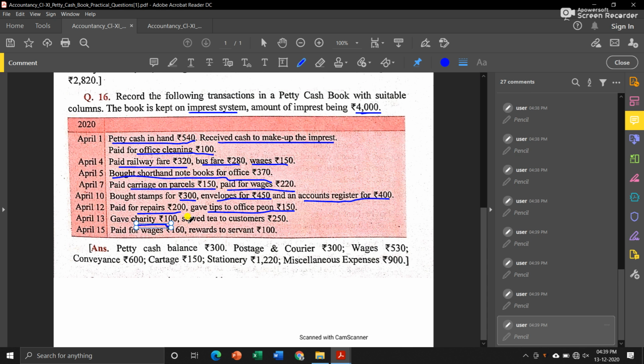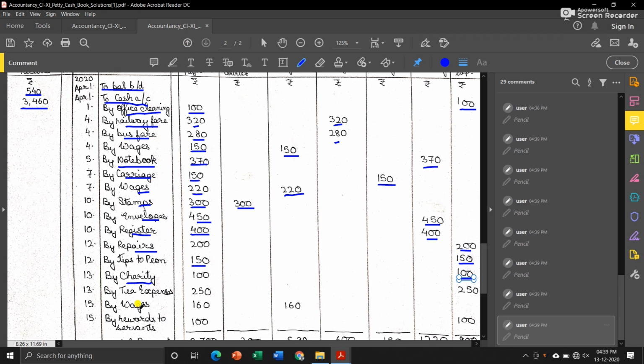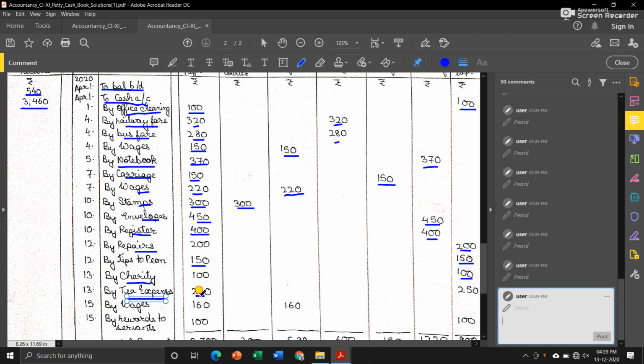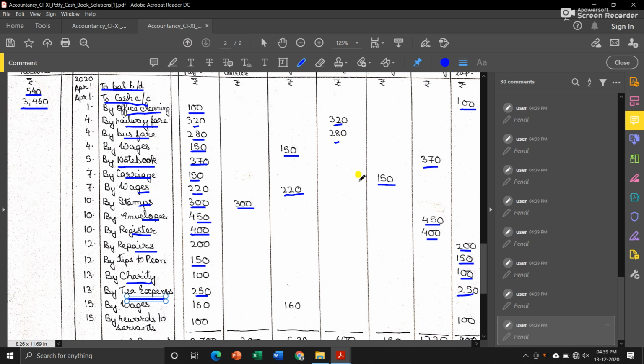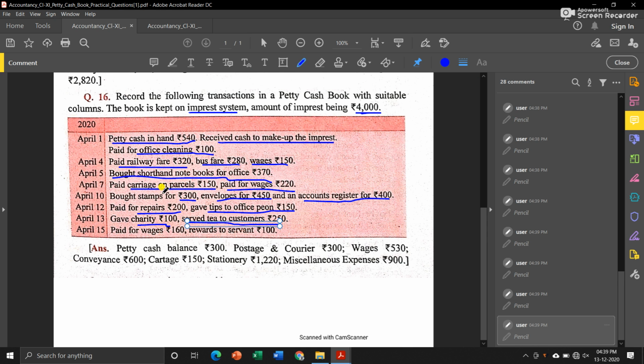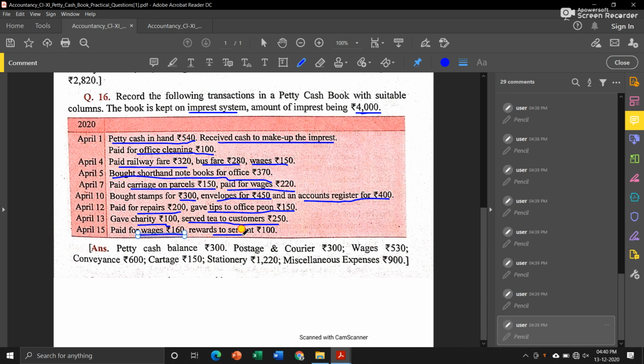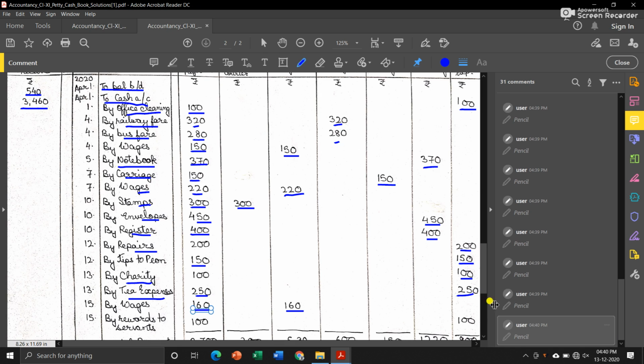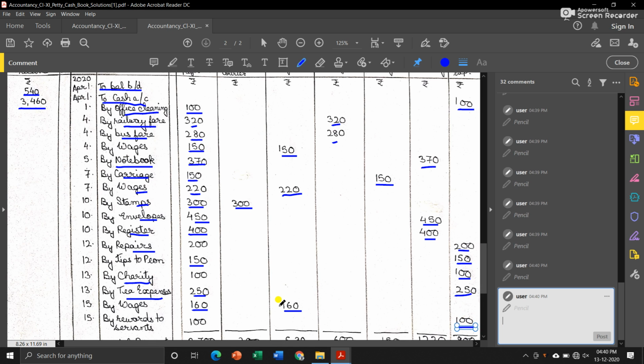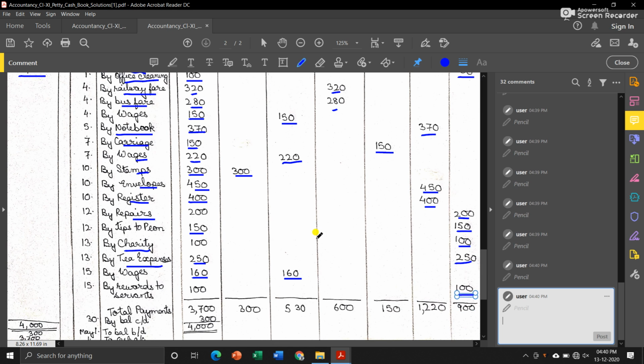Then next we have served tea to customers ₹250. So first we will write in total payment 250, then in miscellaneous expenses 250. Then next we have paid for wages 160. So we will write in here 160, and in the wages column also 160. Then at last we have rewards to servant. That also we will write down in the miscellaneous expenses column, since we don't have any particular column for that.